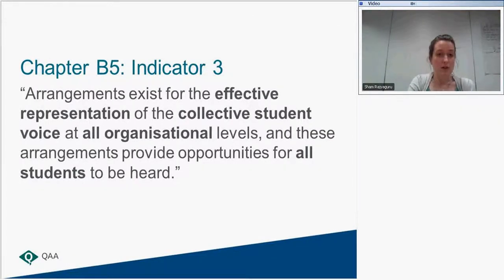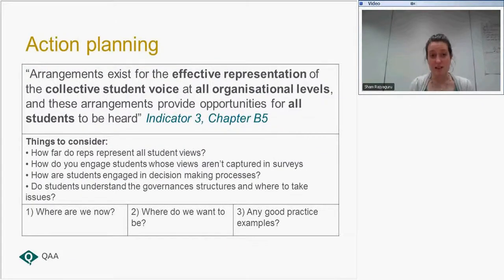Right. So what I'll move on to next is action planning. With this presentation, you'll be sent an action plan that we've created. It's quite simple, but the idea is that you would develop this action plan, institution and student union or representatives together, as a discussion to work out where you are and where you'd like to be.